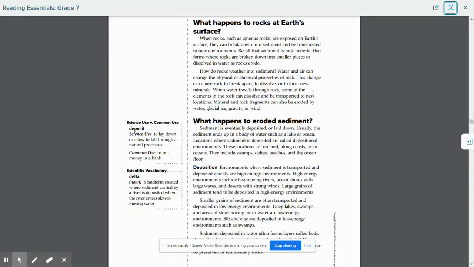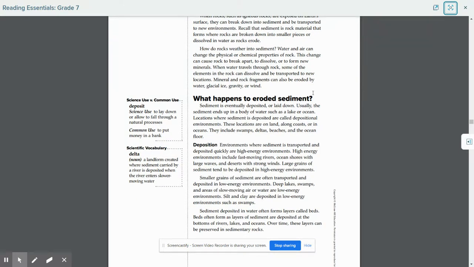What happens to eroded sediment? Sediment is eventually deposited or laid down. Usually, the sediment ends up in a body of water such as a lake or ocean. Locations where sediment is deposited are called depositional environments. These locations are on land, along coasts, or in oceans. They include swamps, deltas, beaches, and the ocean floor.